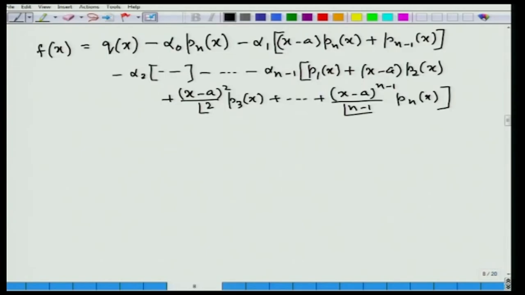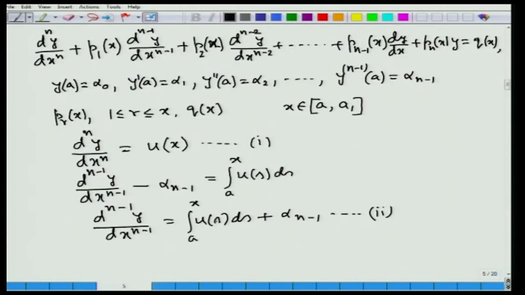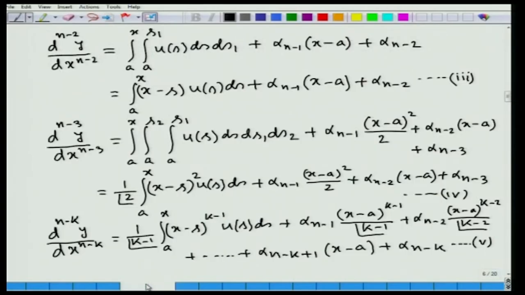And just recall that q, p n, p n minus 1 up to p 1 x, all these quantities are known as well as given quantities. So, this is completely a known function. Now, what will be the structure of the kernel? K x comma s is actually the collection of the integrand involved with the u s terms. So, from the first one you will have just minus p 1 s. Then from the second one p 2 s multiplied with x minus s, then p 3 s multiplied with the next one.